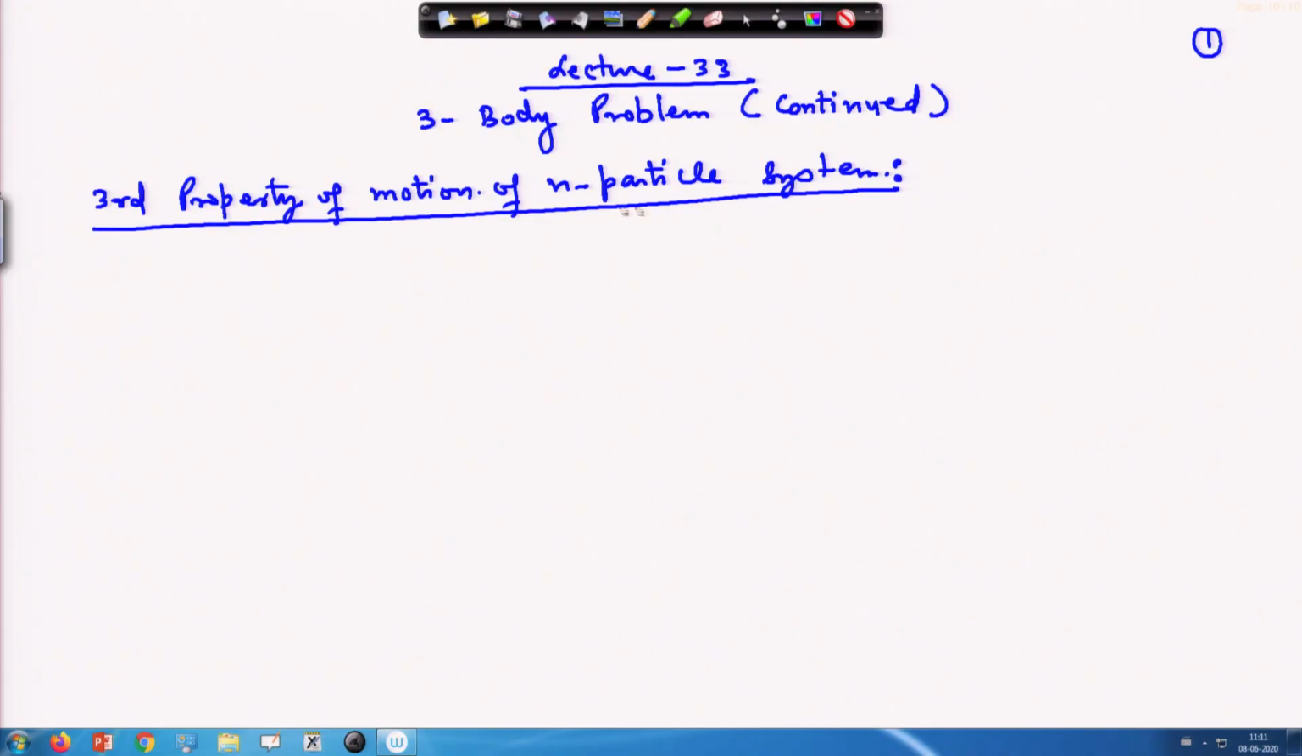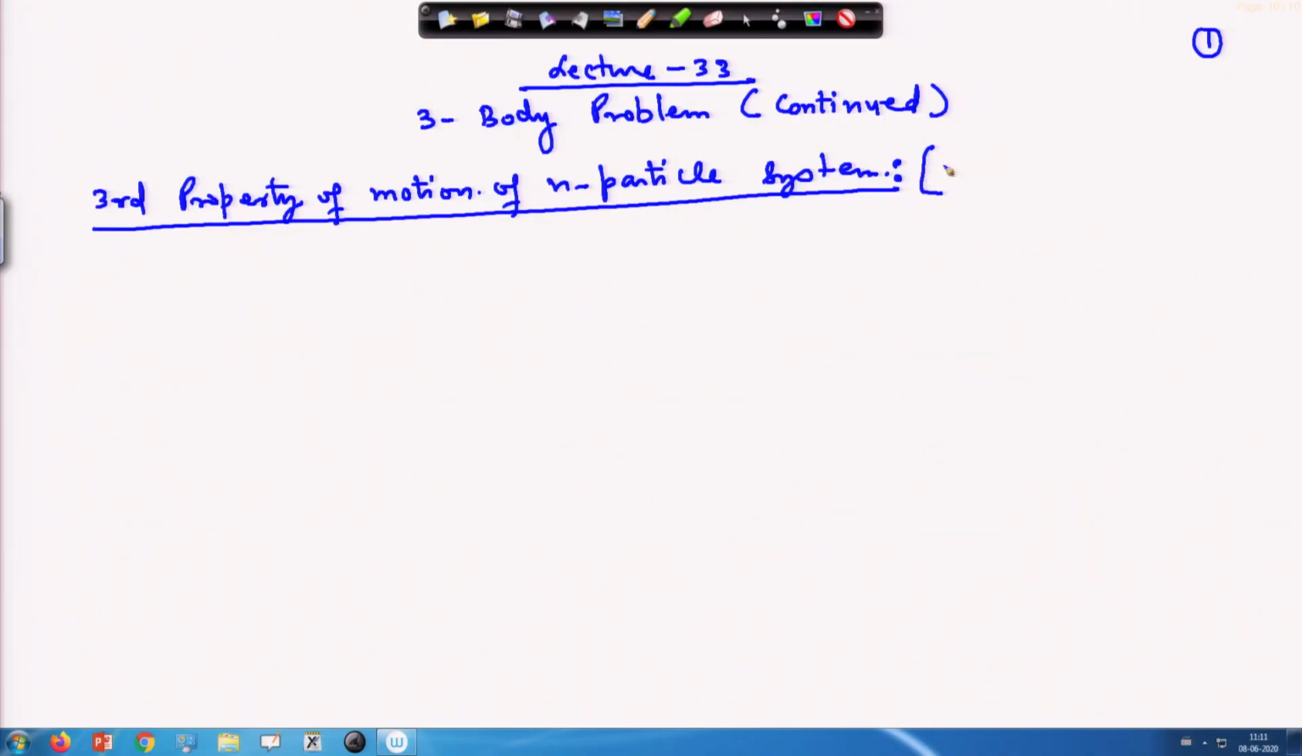Welcome to lecture number 33. We have been discussing the three particle system, the n body problem. Out of that, the three body problem is one of the cases; the two body problem we have already discussed. In that case we were looking into the general properties of the motion. Today in this lecture we are looking at the third and the last general property of the motion.